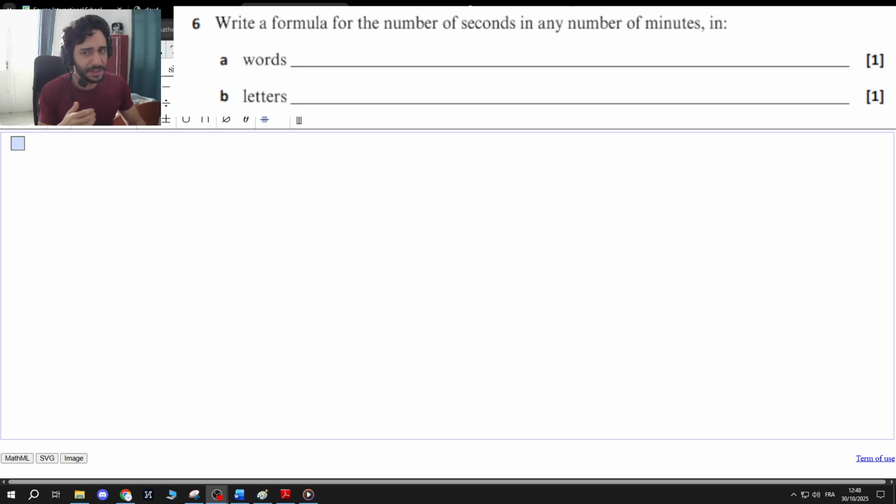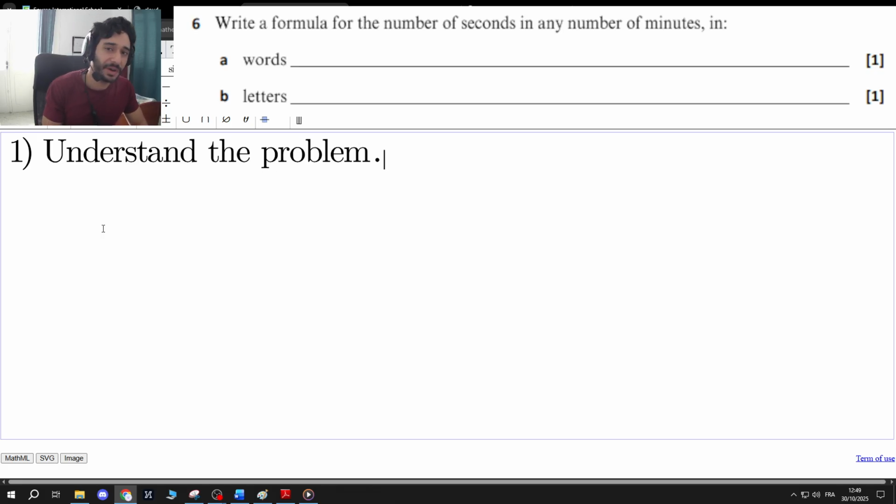So I think the first step for you would be to understand what the problem is. Okay? Understand the problem. What are they looking for? If they say write a formula for the number of seconds and any number of minutes, that's them saying, hey, I do not know how many seconds there are in 5 minutes. I don't know how many seconds there are in 6 minutes. I don't know how many seconds there are in 10 minutes. So you're going to help me out.